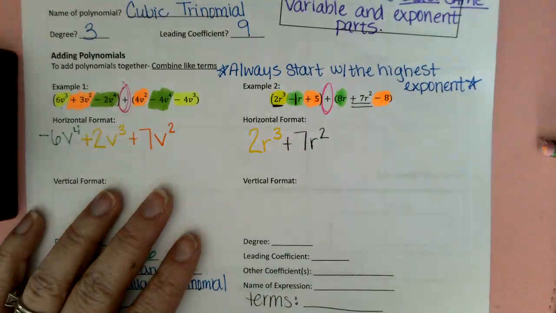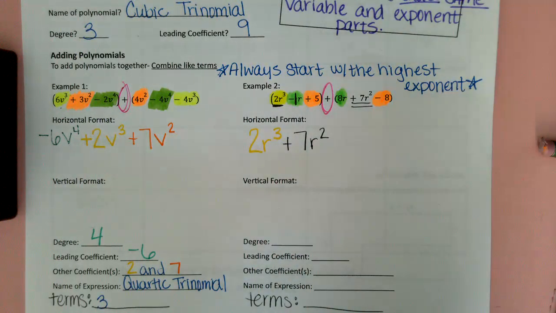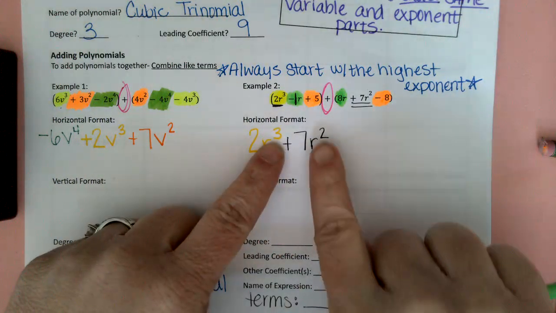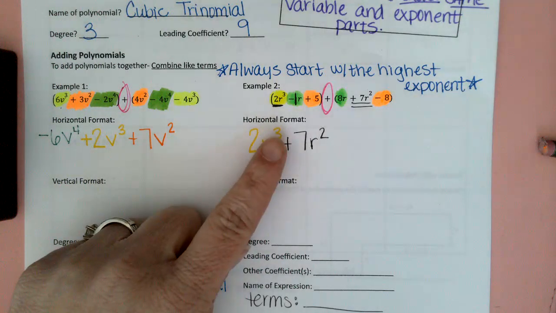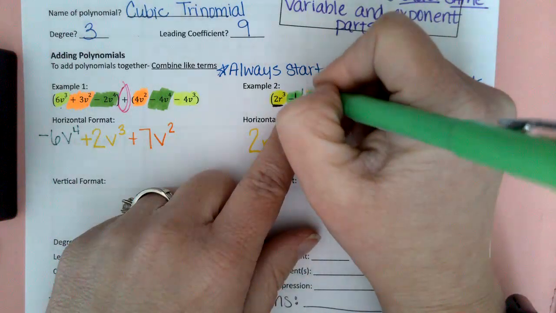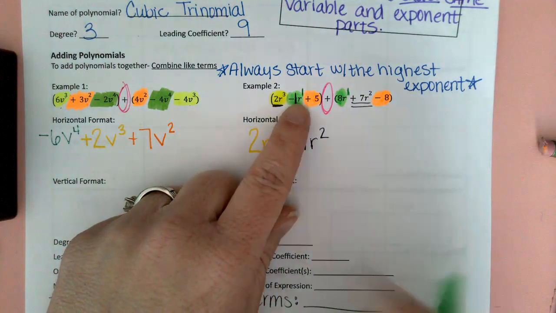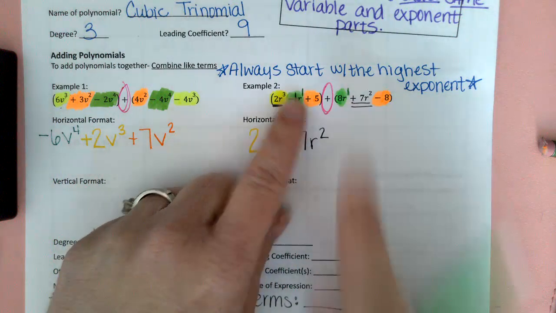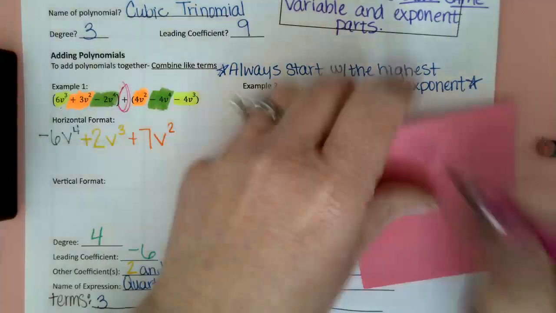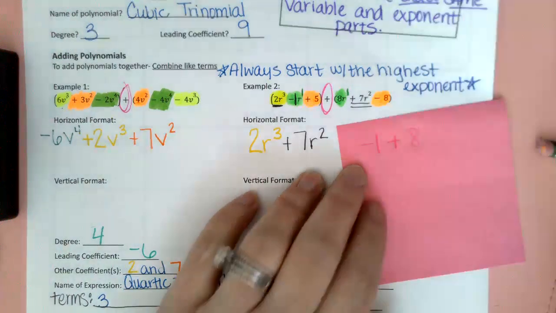Keep going down the list. And the next highest exponent, because I said 3, 2, that would be a 1. And remember, those 1s are understood to be there. And that means it's my greens. They're understood there. So negative 1r plus 8r. So what you're typing in Desmos is negative 1 plus 8.